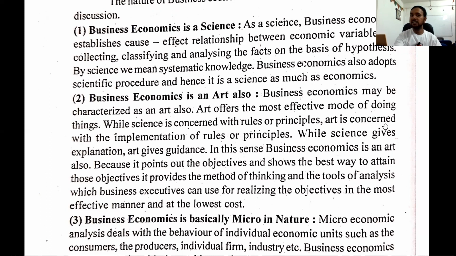So guys, art is concerned with the implementation of rules and principles. While science gives us explanation, art gives us guidance. Science gives us explanation that if you do things like this, you will get these kinds of things in return. If you do such an experiment, you can get such a result. So this is all explanation. But art is the guidance on how you can go through the work, how you can follow the rules that have been made in science. So guys, business economics can also be correlated with art.